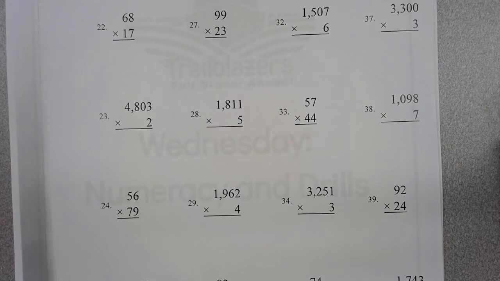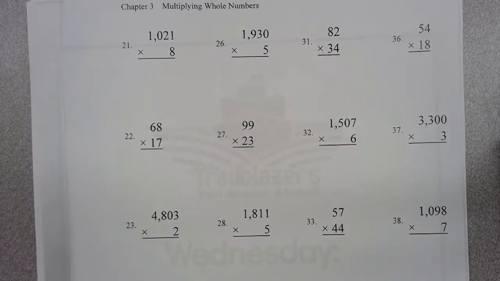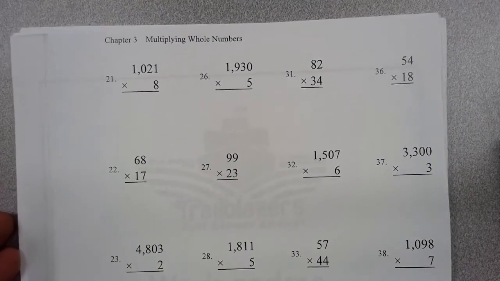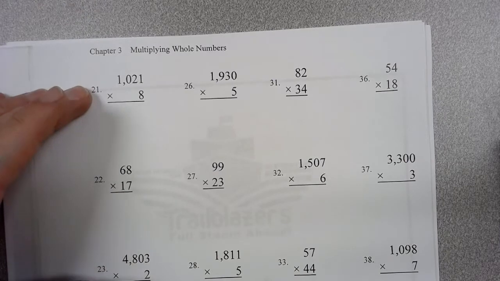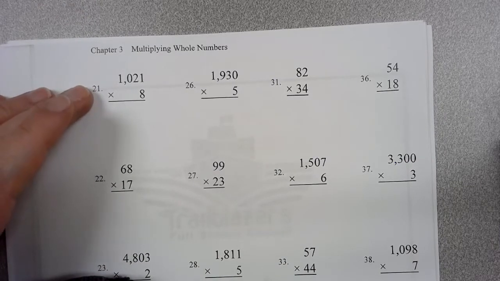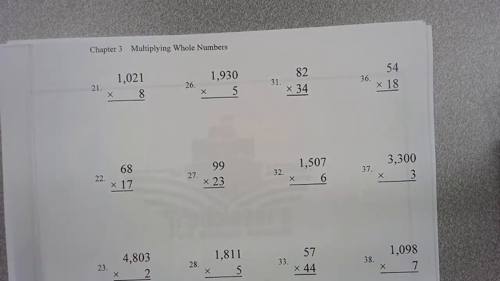Your next assignment, I know it starts with 21, but that's okay. So this is kind of a mixture of problems. We have some 4-digit by 1-digit, and then we go 2-digit by 2-digit. So it's not going to be that big of a stretch, but here's the deal I'm going to make you. Here's what we're going to do.